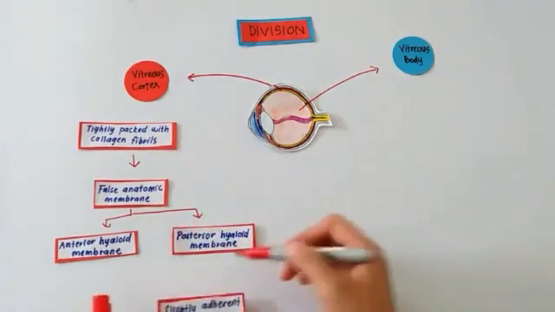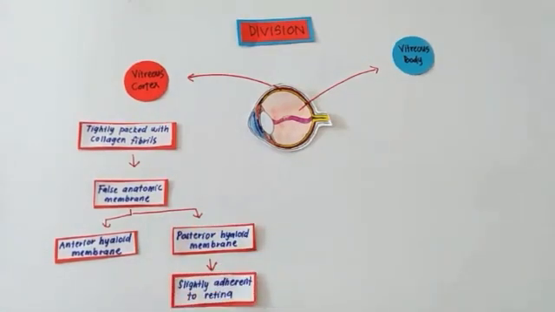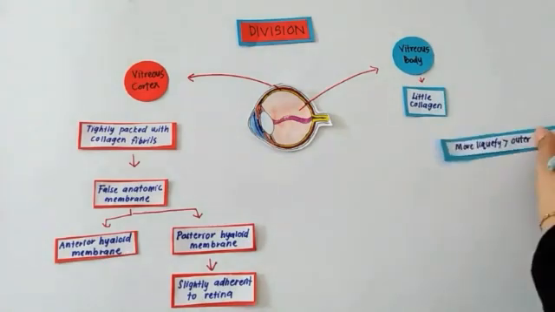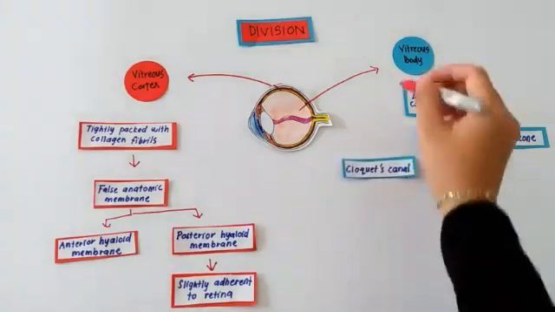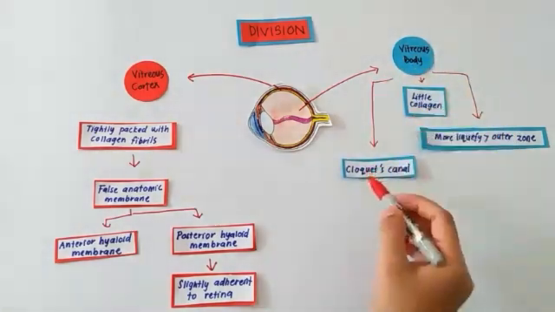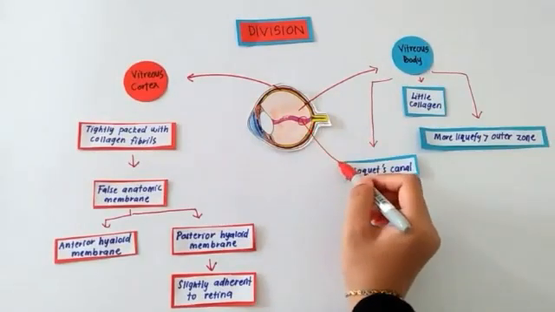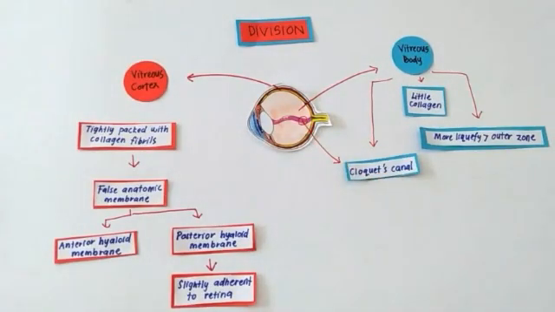The posterior hyaloid membrane remains loosely attached to the retinal limiting membrane. Let's move on to the vitreous body. Unlike the vitreous cortex, the vitreous body has a less dense fibrillar structure and it is a true biological gel. Other than that, it is more liquefied than the outer zone, which is the vitreous cortex. It also consists of Cloquet's canal, which is here, and Cloquet's canal runs down the center of the vitreous body from the optic disc to the posterior pole of the lens.